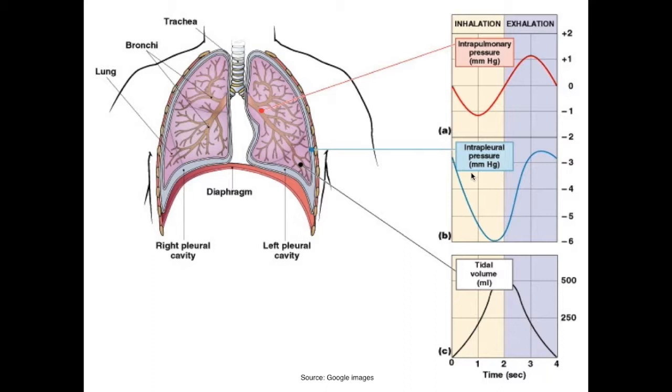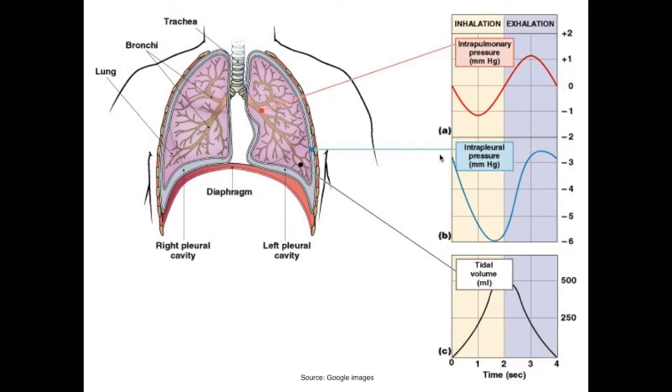So again you can see these are intrapleural pressure changes and these are intrapulmonary pressure changes. Intrapulmonary pressure during inspiration is minus 1 centimeter of water. During expiration, it is plus 1 centimeter of water. And at the end of inspiration and at the end of expiration, they become 0, equal to the atmosphere.